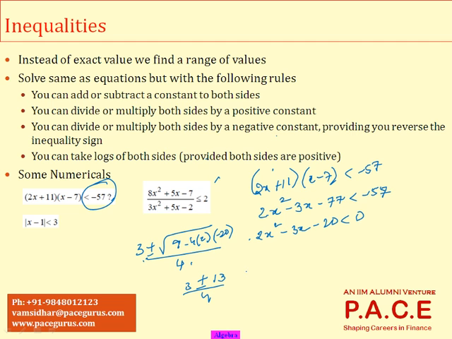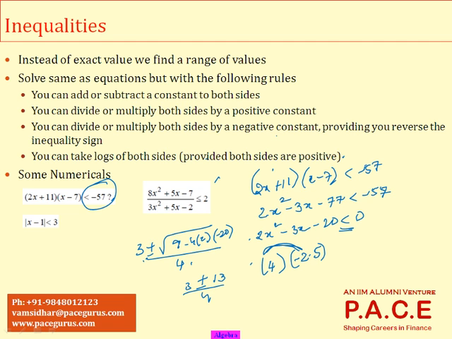The square root of 169 is 13, by 4. 3 plus or minus 13 by 4, which means I get 16 by 4, which is 4, or 3 minus 13, minus 10 by 4, which is minus 2.5. Up to here it is the same. Now x is not equal to these two. The only thing is, when I see a less than sign here, I say that x lies between these two values. x lies between minus 2.5 and plus 4.